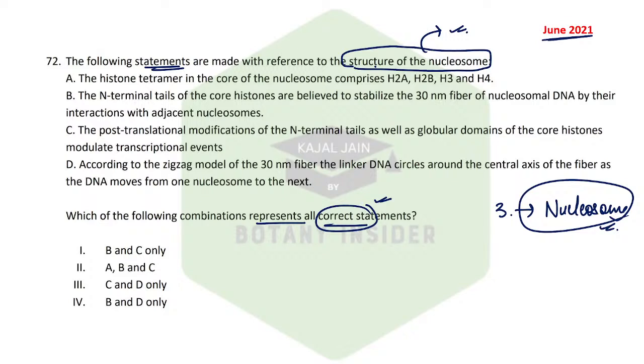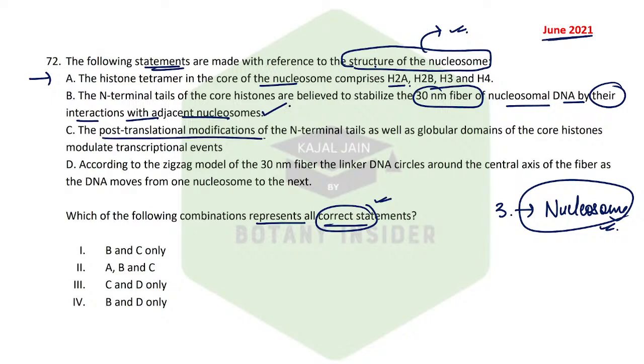So first option is a histone tetramer is a core of the nucleosome comprising of two H2A, H2B, H3, and H4. Then the N-terminal tail of the core histone are believed to stabilize the 30 nanometer fiber of the nucleosome DNA by their interactions with adjacent nucleosome. Then post-translational modifications of the N-terminal tail as well as the globular tails of the core histones modulate the transcriptional events.